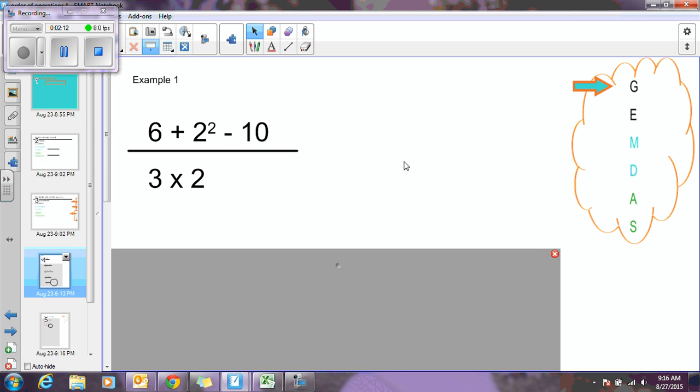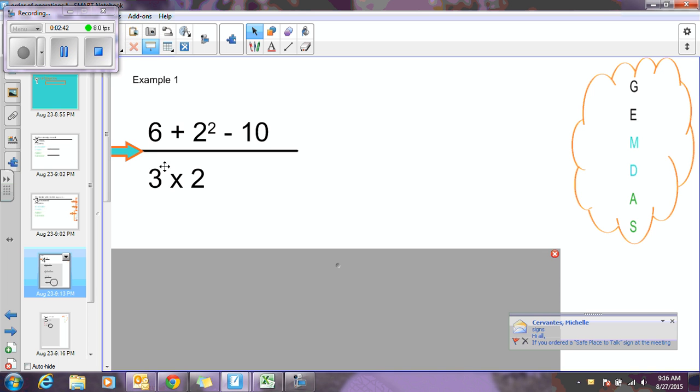Here's example 1. And over in the corner I have a think bubble, which has where we start. We start with the G for GEMDAS. So in this problem, 6 plus 2 squared minus 10, fraction bar, or over 3 times 2, we have to think, okay, first, are there grouping symbols? And yes, there is a fraction bar. We talked about it being a grouping symbol. But really, there's no way for us to take this and divide this right now because, well, we haven't solved anything. So we're going to move on and check for exponents.